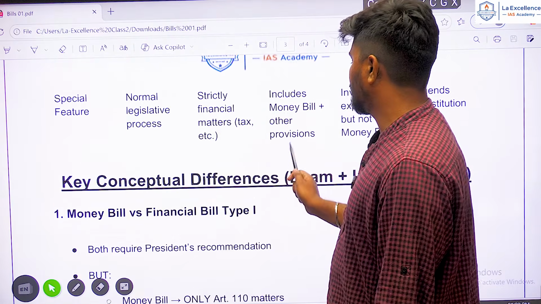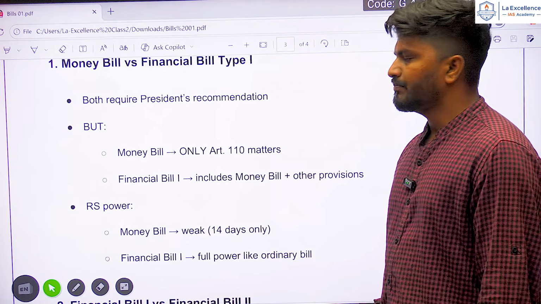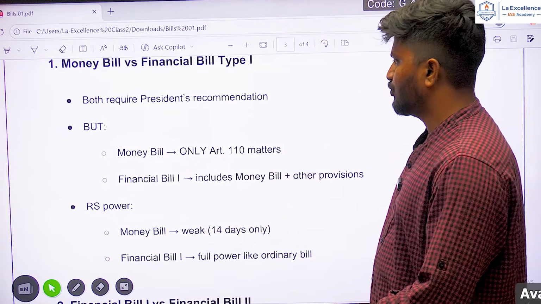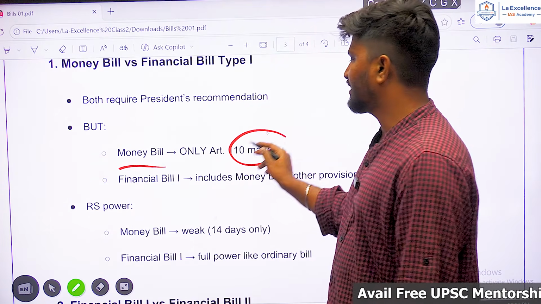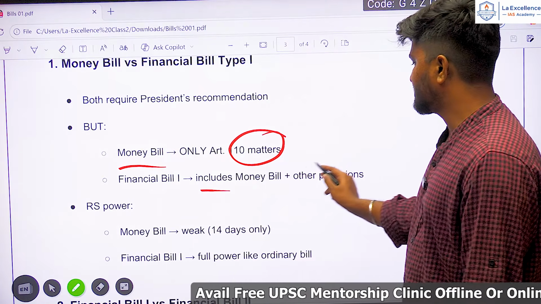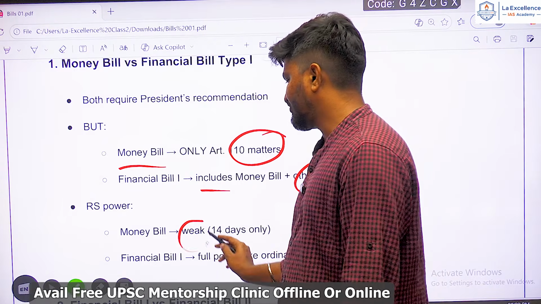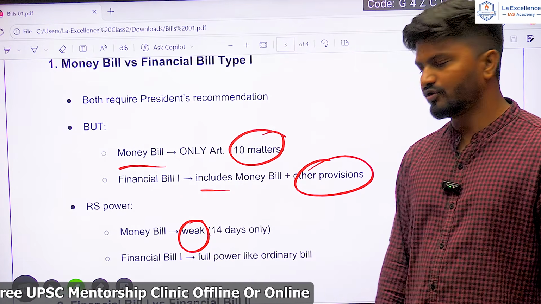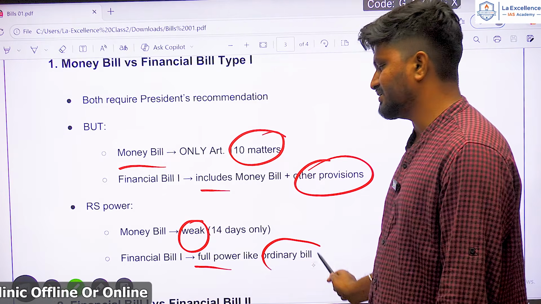Next, just the conceptual differences between the bills. Money bills and financial bills, as I explained, both require presidential recommendation. Money bills talk about only Article 110 matters, and financial bill includes money bill plus other provisions. And the Lok Sabha Rajya Sabha power here is, with respect to money bill, it is very weak, only 14 days. With respect to financial bill, full power like the ordinary bills.